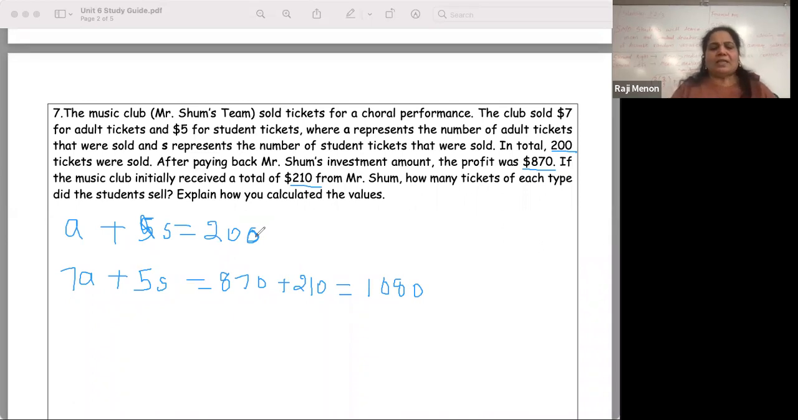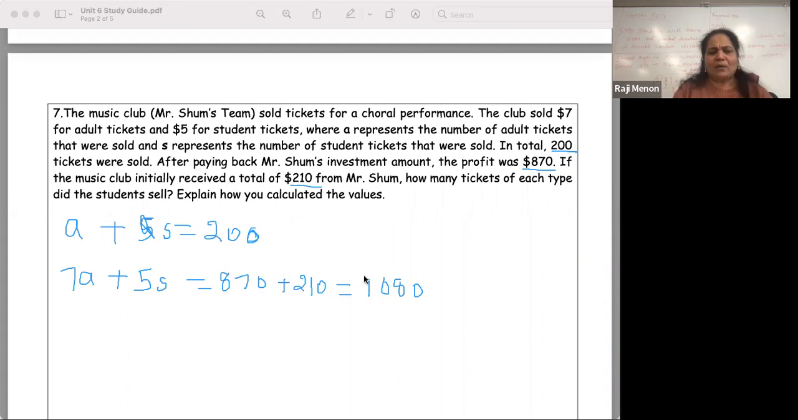Okay. This is the situation. You can kind of see what is going on here. So you need to take it from there. This is going to be a little bit messy problem because you need to know your methods and solving. There are a couple of ways you can solve this problem. You can do substitution method, or you can do elimination method with a small multiplication, because here A plus S equals 200, 7A plus 5S equals 1080. How are we going to do this? Which method are you going to use?